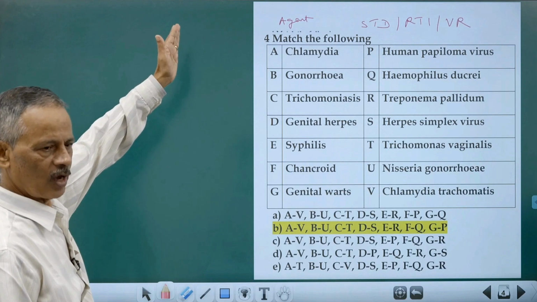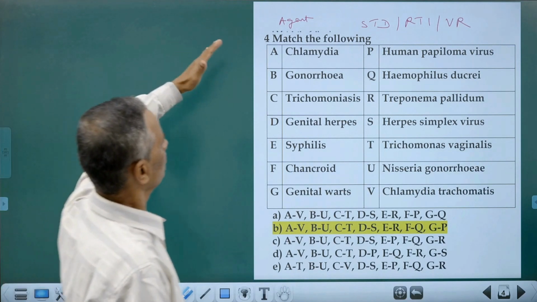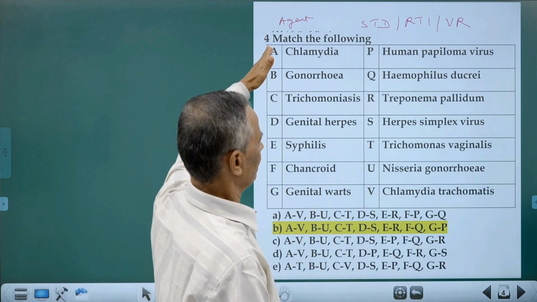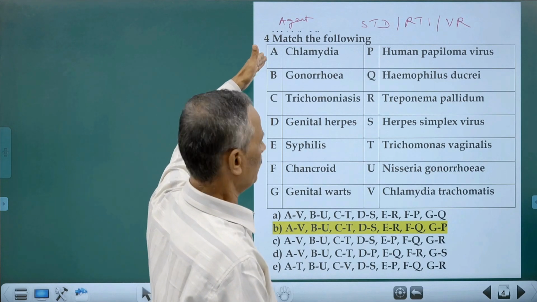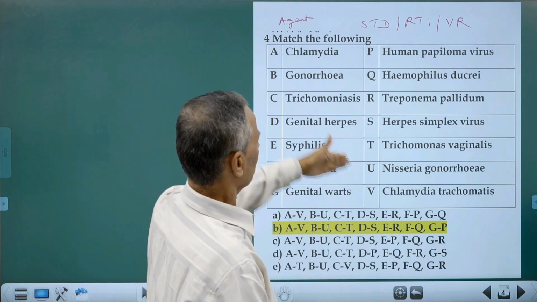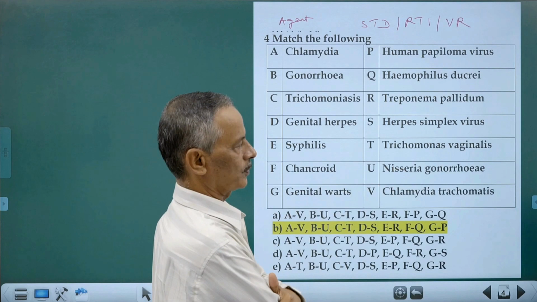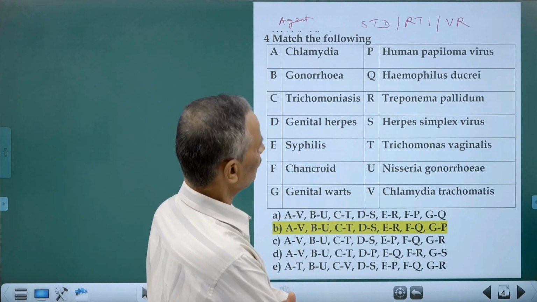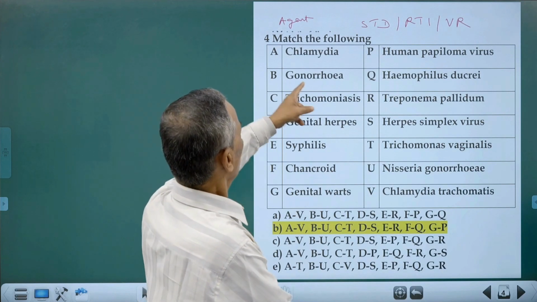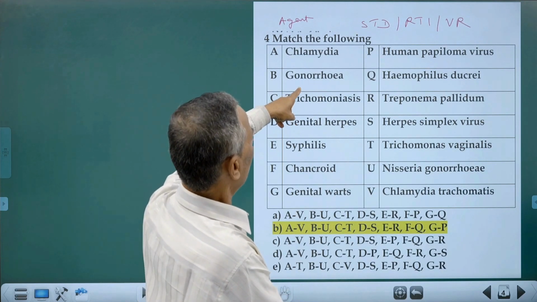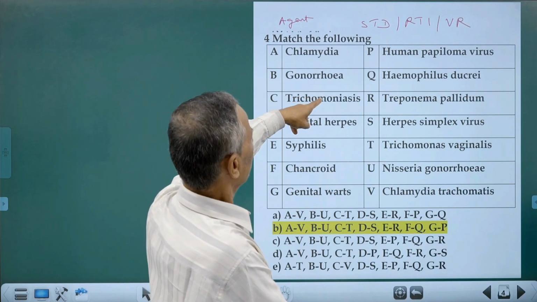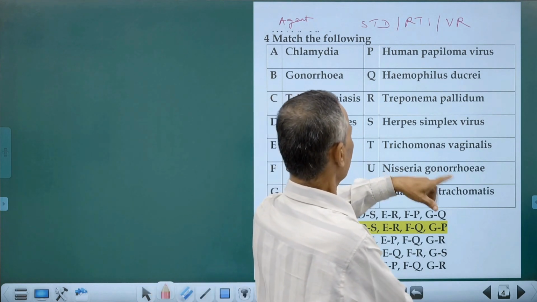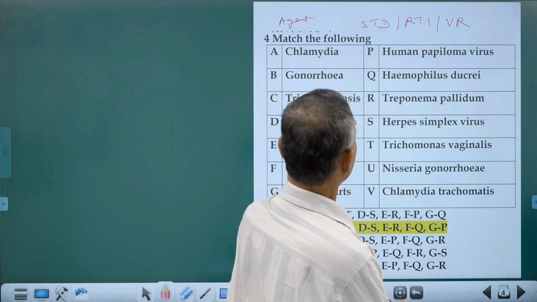This is not in our NCERT books. Chlamydia trachomatis. Okay, we are having chlamydiasis, that is caused by Chlamydia trachomatis. Chlamydiasis is the disease. Okay. Gonorrhea. Gonorrhea is caused by Neisseria gonorrhoeae bacterium.